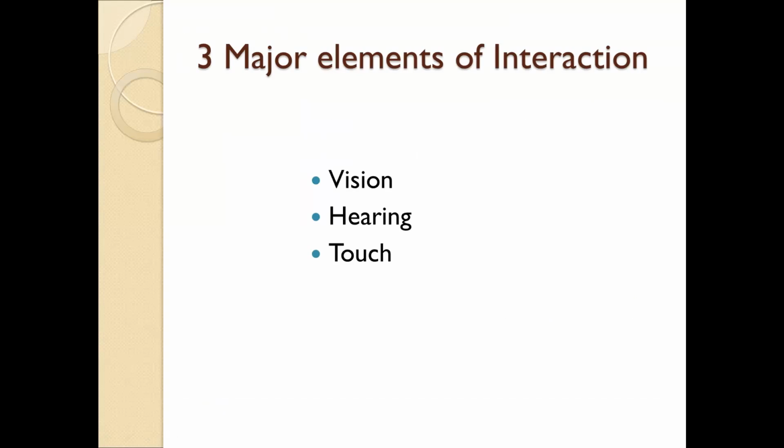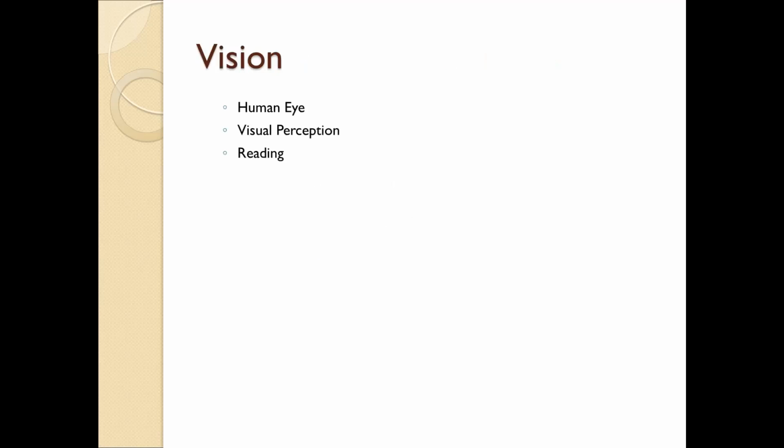These are the three major elements. Of the five input senses, taste and smell will not be involved in the interaction part. Only vision, hearing, and touch will be involved. If you take the vision part, which is through the eye, the topics covered are the human eye, visual perception, and reading.